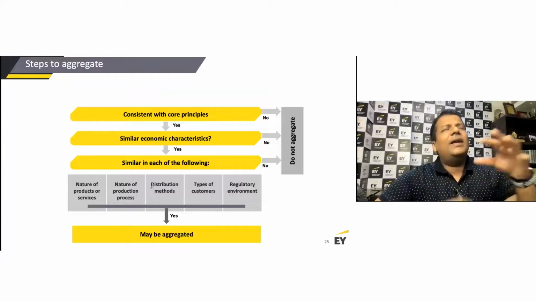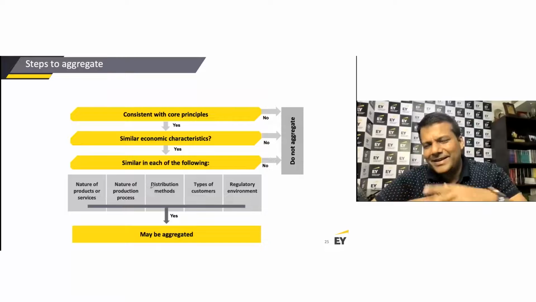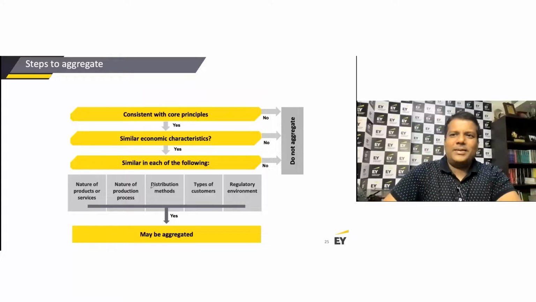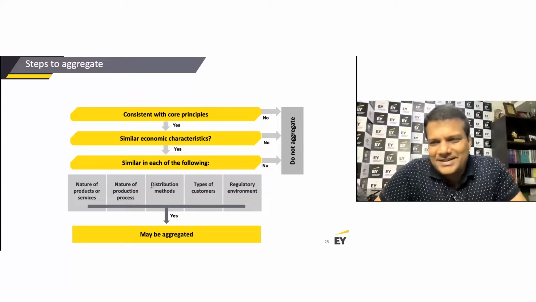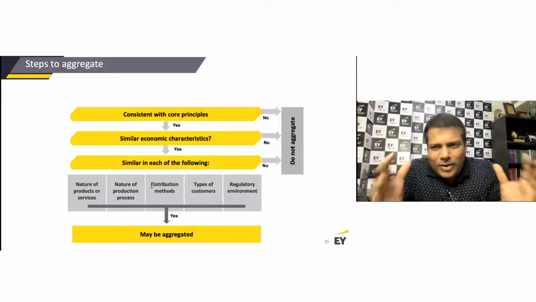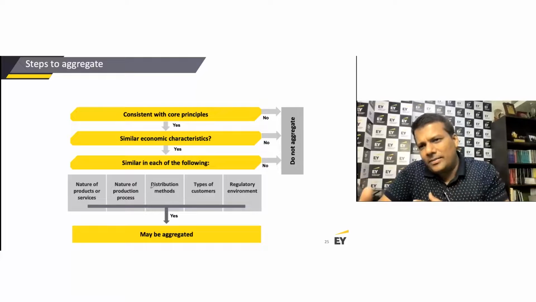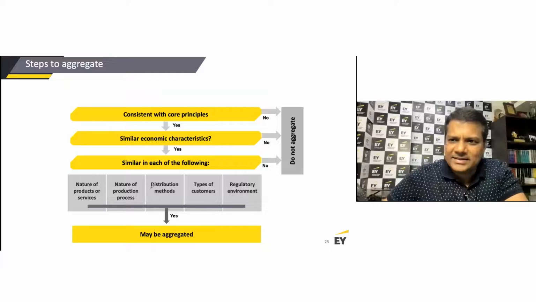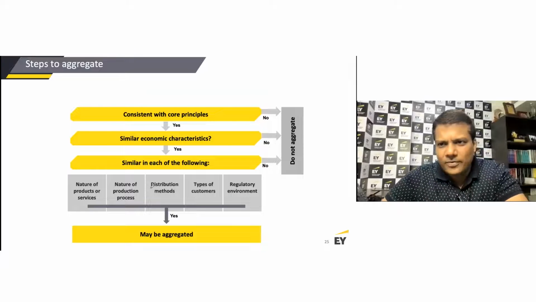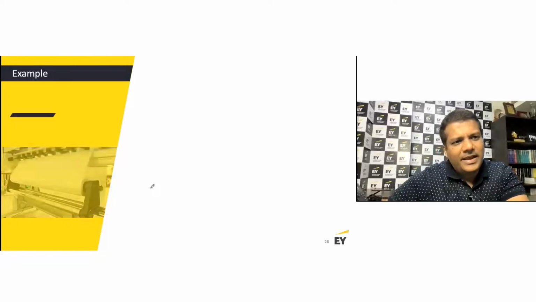And why do companies want to aggregate? The reason the companies want to aggregate is because they don't want to disclose everything to the external world. So they want to aggregate, but you got to make sure that the aggregation anyway meets the requirement of the standard. That's the important thing. Let's try and follow this with the help of an example.